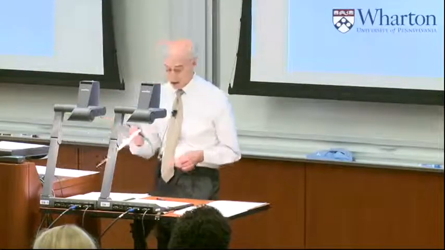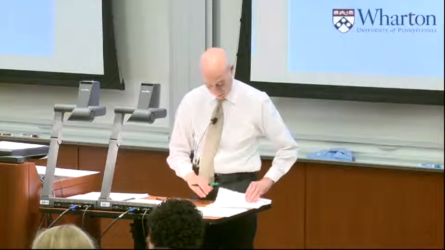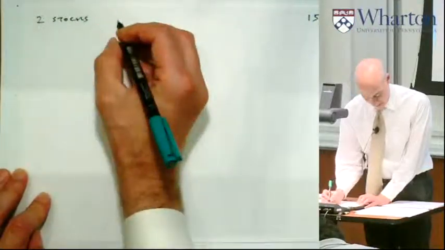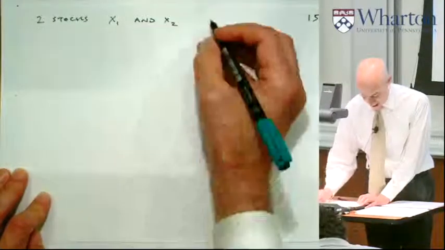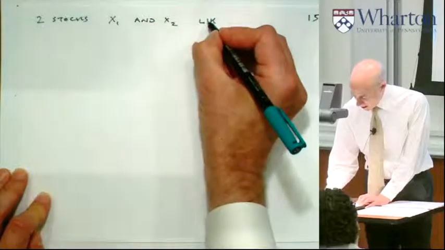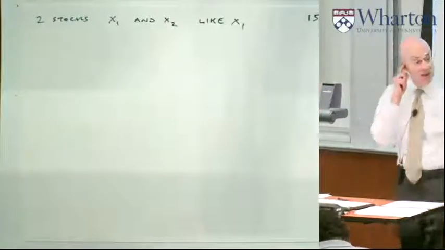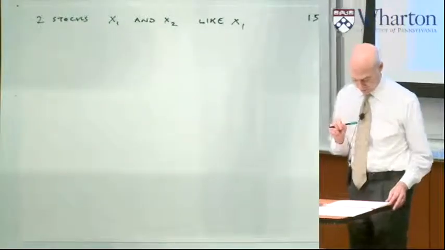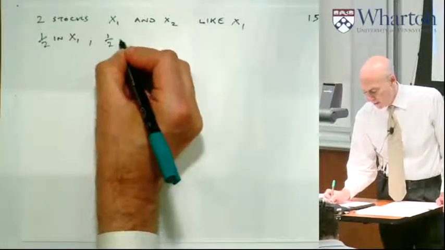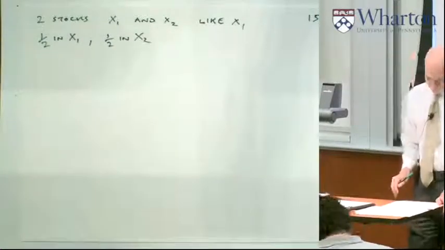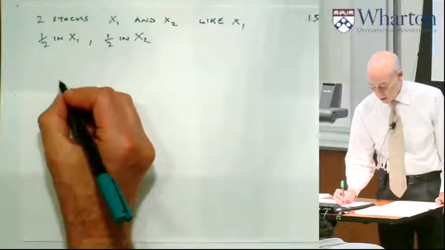What we're going to do next is think about what happens if we have a portfolio of these stocks. So now we're going to have two stocks, X1 and X2, and they're just like X1. In other words, they have a 0-2 payoff, which is 50-50. We're going to put half our money in X1 and half in X2. So these are like tossing coins.